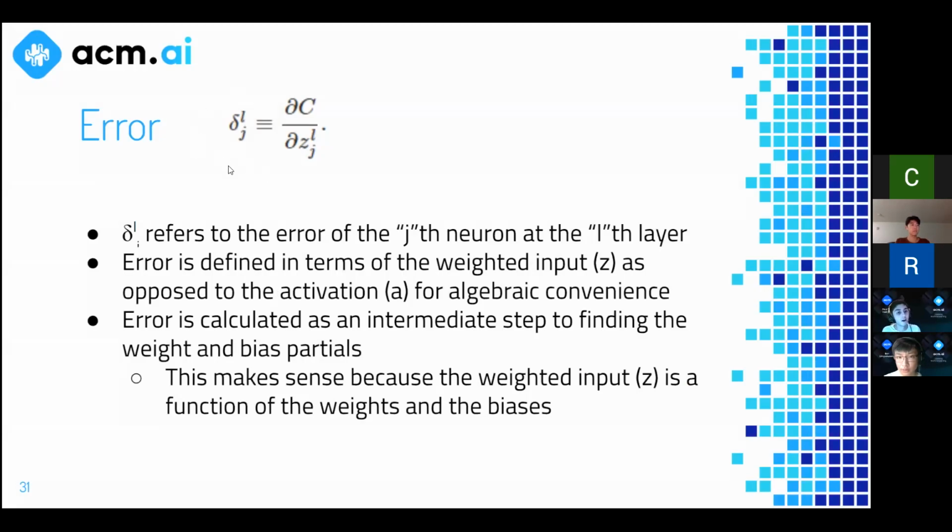So this is the error. The error is the derivative of the cost function with respect to this weighted input. Remember, this weighted input z is just the value you get before you apply the sigmoid. It's the value of the activation, but before you apply the sigmoid.